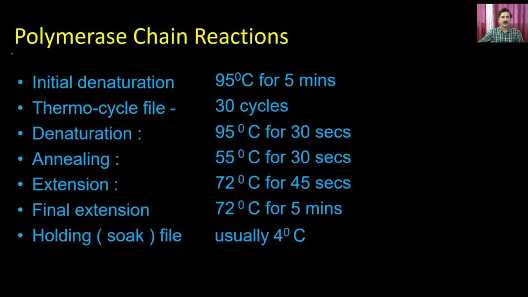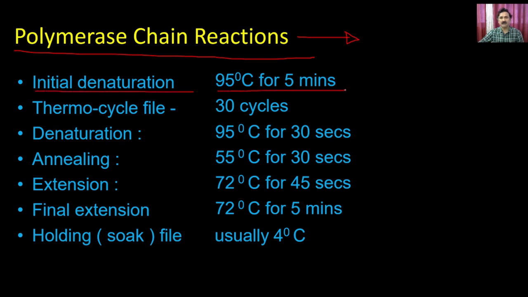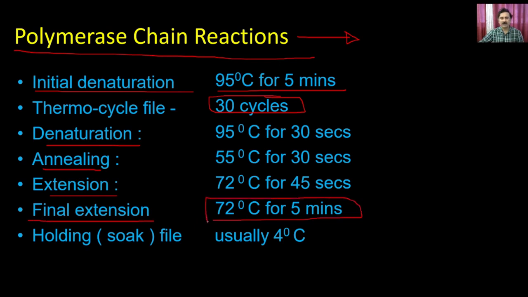This is the way you have to do the polymerase chain reaction setting. For example, you first do the initial denaturation at 95 degrees Celsius for 5 minutes, and then you do 30 PCR cycles. So initially you have the denaturation, annealing, and extension, and then you have the final extension at 72 degrees Celsius for 5 minutes. So this will continue for 30 cycles.